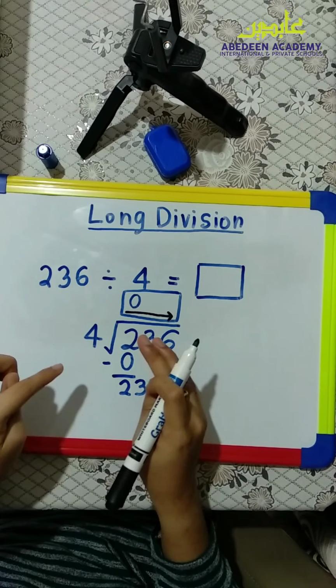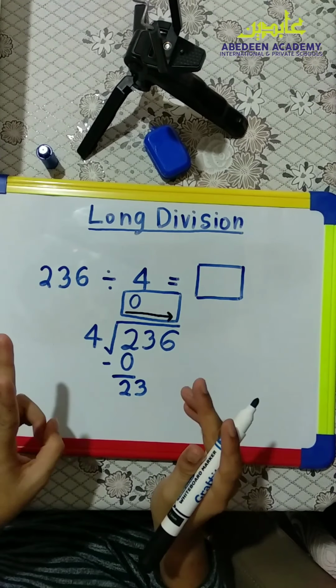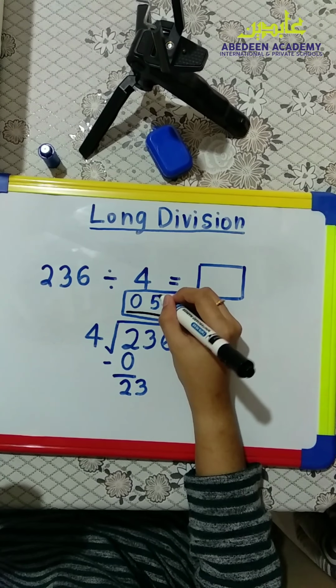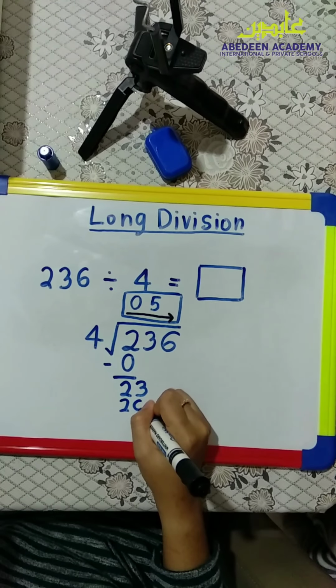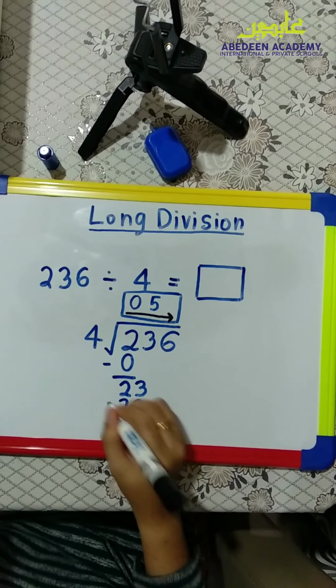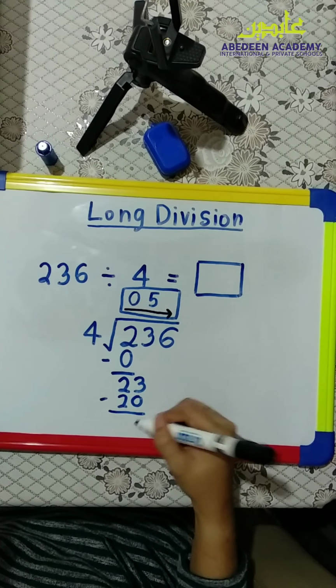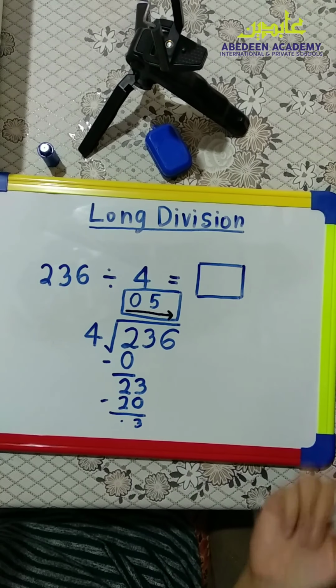Okay, the answer is 5. 5 times 4 equals 20. And then you minus again. 3 minus 0 means 3. 2 minus 2 means 0. So you don't need to put anything.